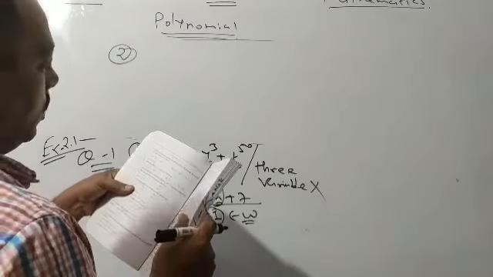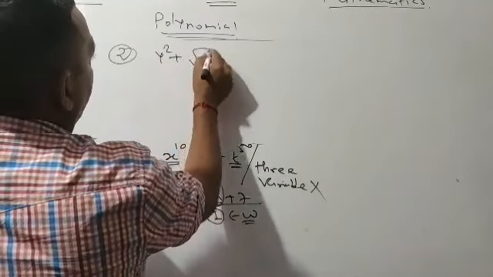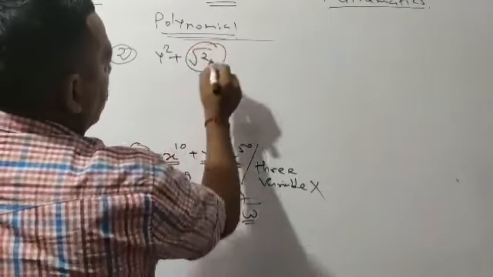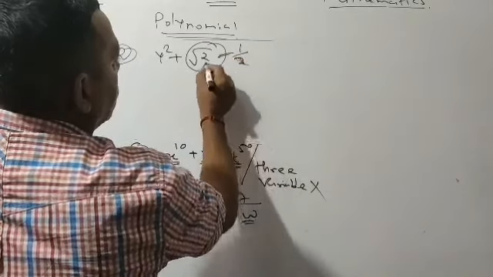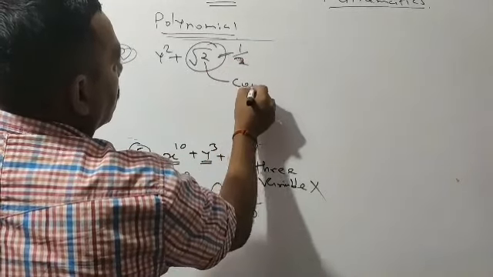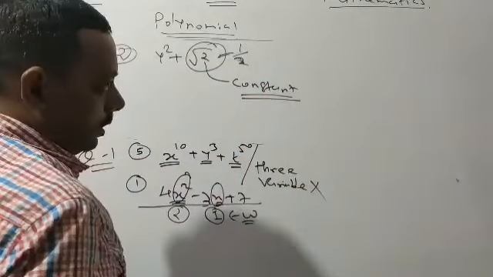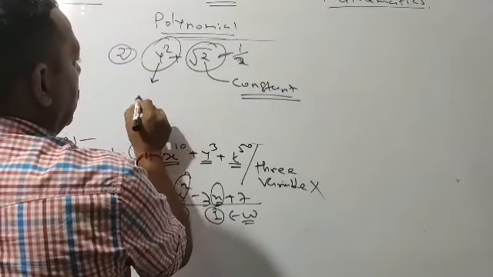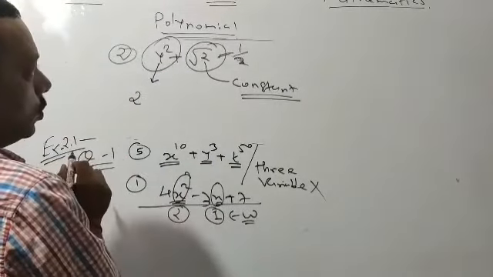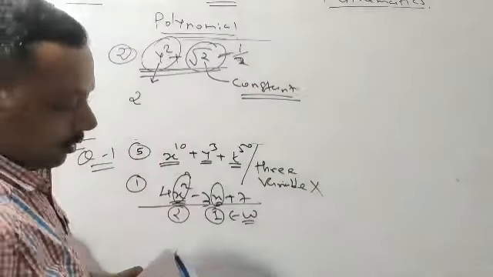See question number 2. The expression is y square plus root 2. Here the power of 2 is half, but 2 is considered as a constant, so it does not affect the polynomial. Here the variable is y and its power is 2, so the given expression is a polynomial.